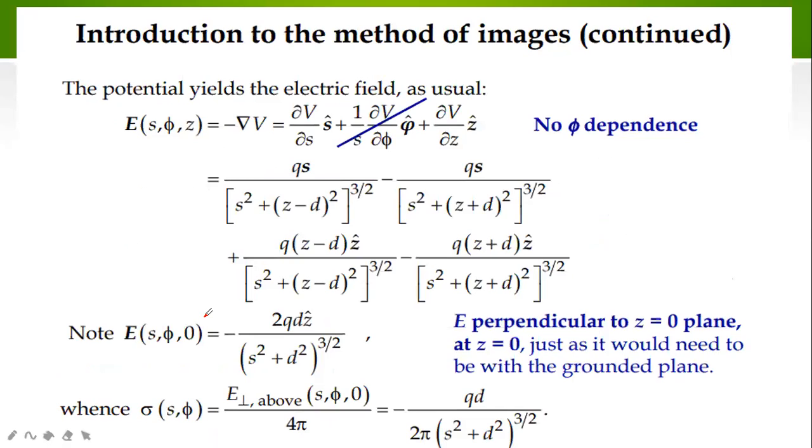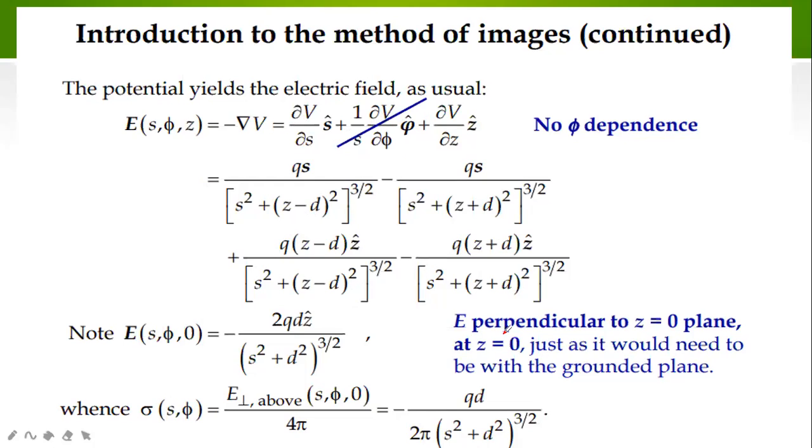Once we calculate the potential, we can also calculate the electric field. Where there is some phi dependence, we know that electric field equals minus del V. In cylindrical coordinates, we write it as del V over del s s cap plus 1 over s del V over del phi phi cap plus del V over del z z cap. We don't know the del V over del phi term. We know only two directions, s and z, so we will do this with respect to V and find these terms.